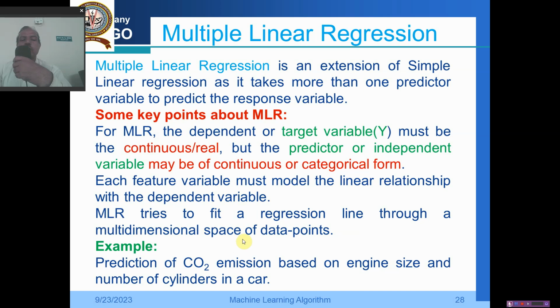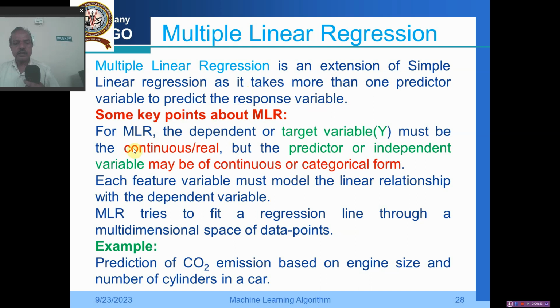Then we go to multiple linear regression. Multiple linear regression is an extension of simple linear regression, as it takes more than one predictor variable to predict the response value. That means on the x-axis we will have more than one value.